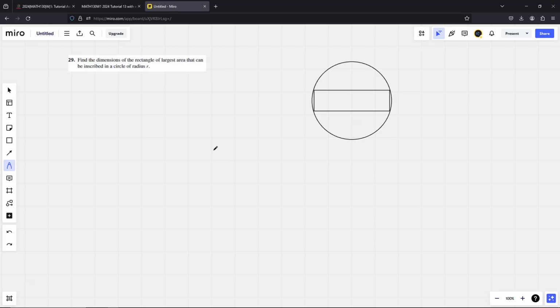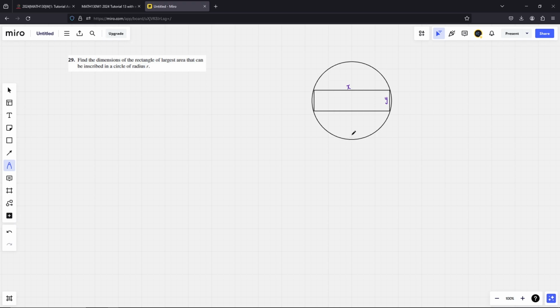Okay, so today we're doing this optimization problem that says find the dimensions of the rectangle of largest area that can be inscribed in a circle of radius r. So here we have any arbitrary circle and any arbitrary rectangle. So we can call this length and this height whatever we want. So let's call it x and let's call this height y.